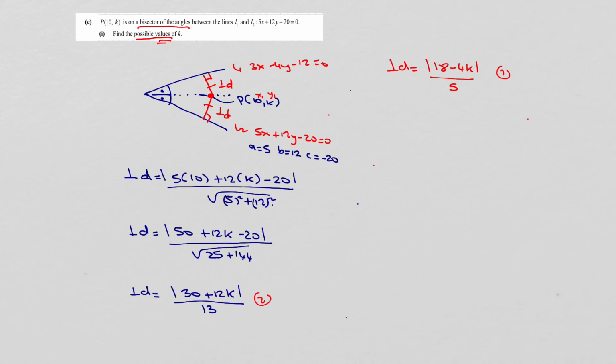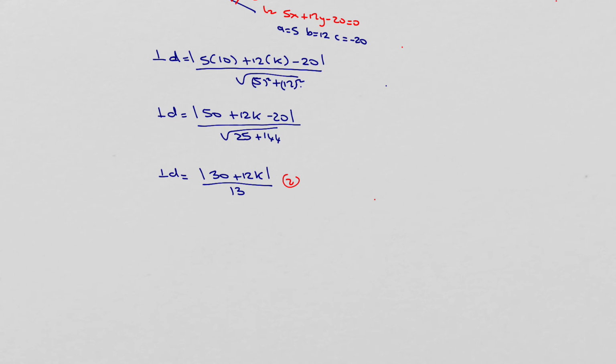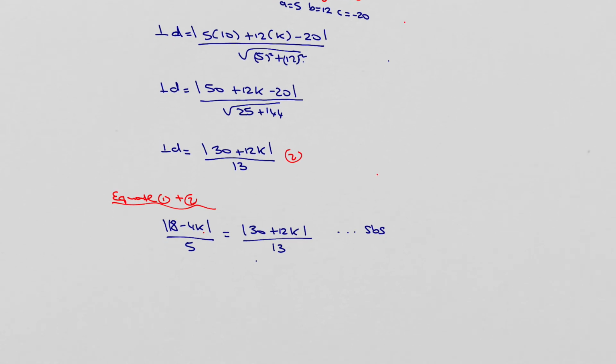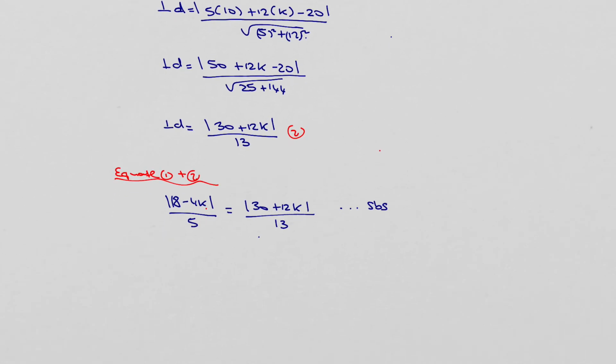So what we're going to do next then is equate and solve, which will give us our two values. So we're going to equate 1 and 2 because they're equidistant. So that's 18 minus 4k all over 5 is equal to 30 plus 12k all over 13. So to get rid of our modulus signs, we're going to square both sides. So by squaring both sides, we're going to be very careful here that you're squaring the top and the bottom.